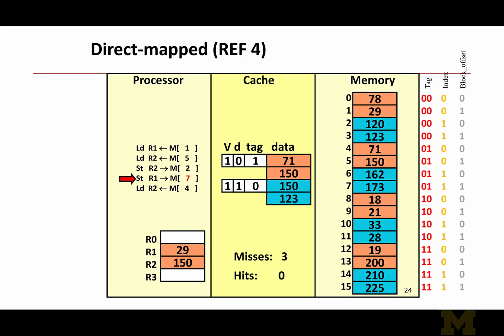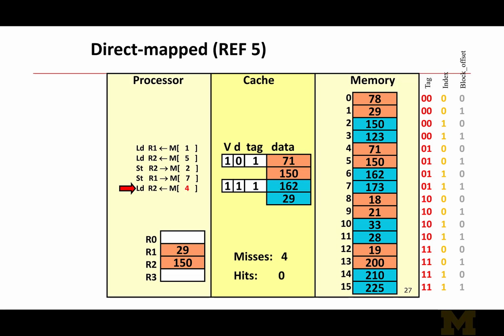And then I have another store instruction to address 7. The index is 1, tag is 1, so index 1, tag 1. So the tag does not match with what I have stored, so it's going to be a miss. I'm going to replace it. But before I do that, I have to evict the current cache block. In this case, I have a dirty bit set, which means that I need to write back the data into memory, and then I bring in my cache block corresponding to address 7, and I would write it with the data that is stored in R1, which is 29, which I have stored here.